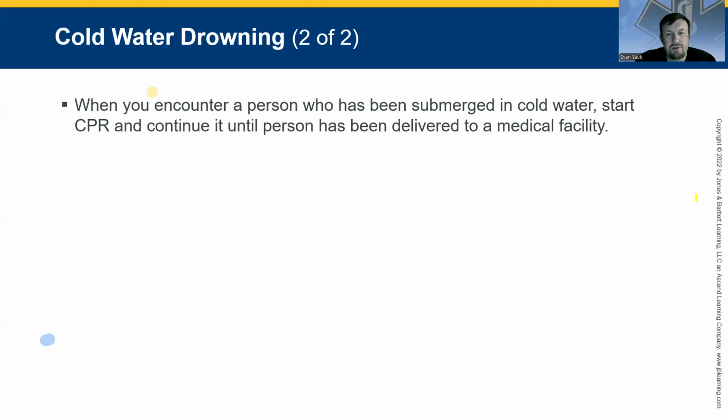When you encounter a person who has been submerged in cold water, start CPR and continue until that person has been delivered to a medical facility, if that medical facility is within that 30 to 40 minute window. If you're in a super rural area and you're out there an hour, I'd be calling my medical director. That's why they're there.